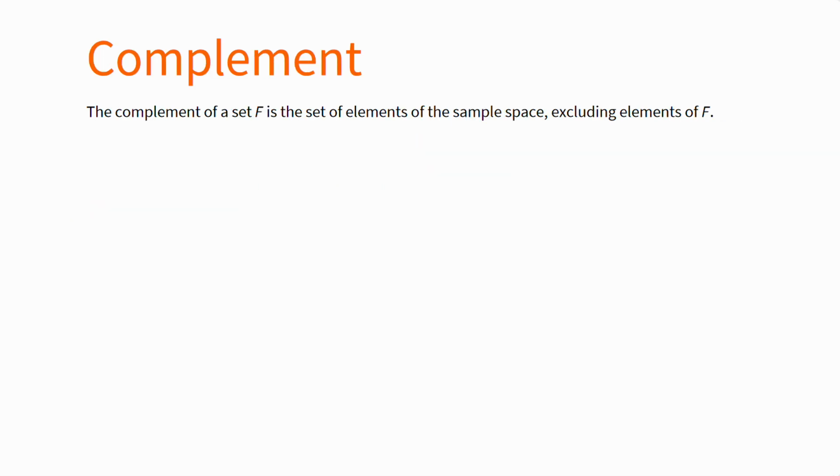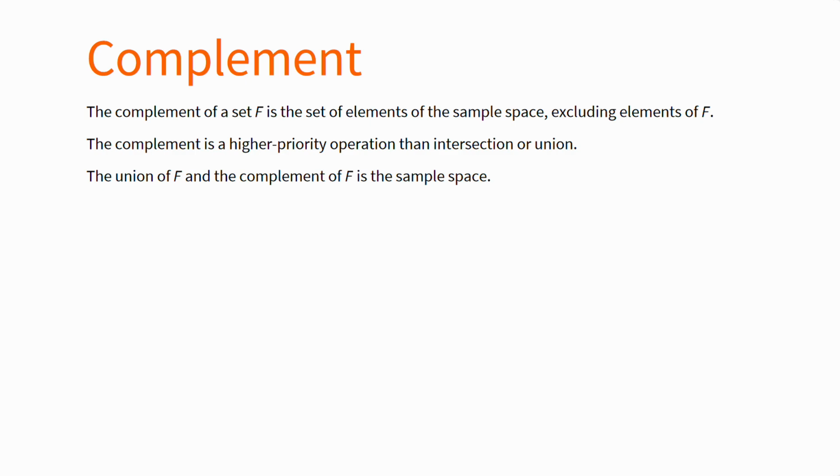The complement of a set F is the set of elements in the sample space that is not in F. The complement has an even higher priority of operation than intersection or union. If you take the union of a set and its complement, that is, everything that is and isn't in the event, you'll get the sample space.